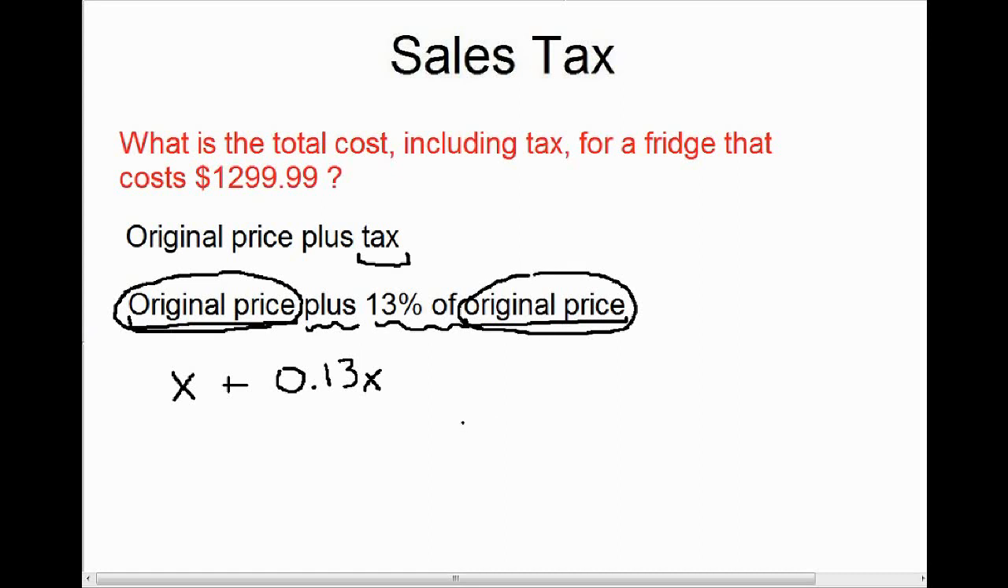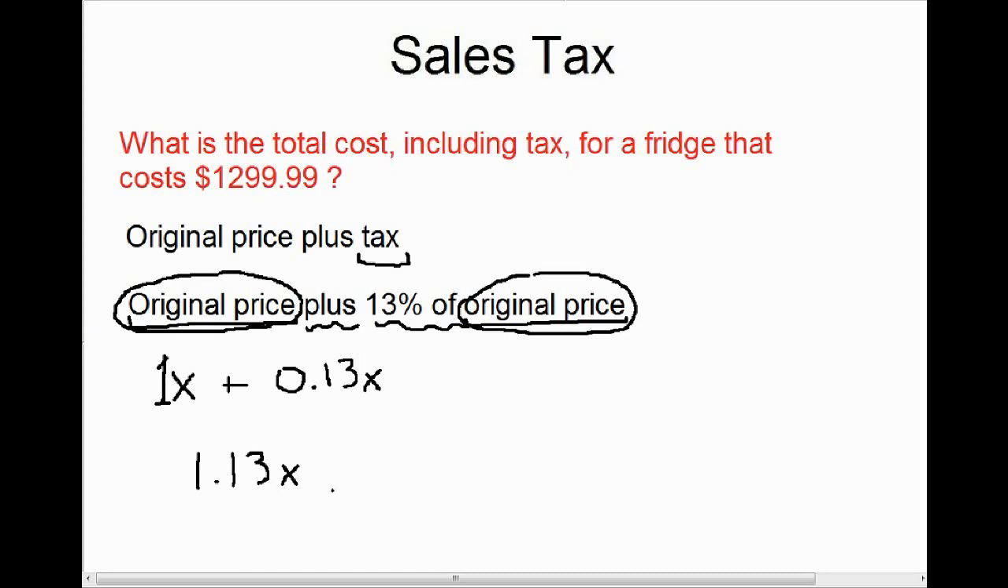Well, as we talked about in the video on algebra, what we've got in this math sentence are what are called like terms. And when I just have an x, that's the same as 1x. And since these are like terms, since the variables are exactly the same, we can add these like terms together. And when we do that, 1 plus 0.13 is 1.13. So here we have an expression for the total cost.